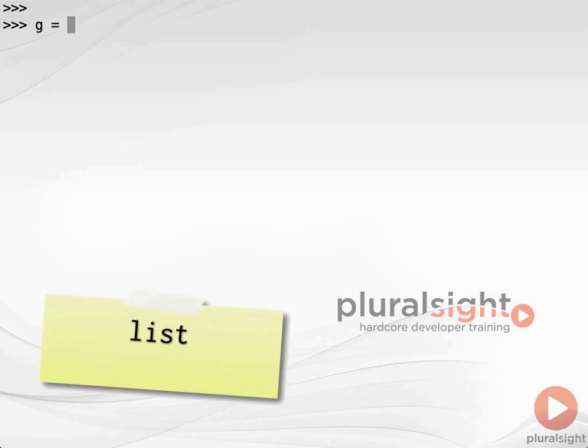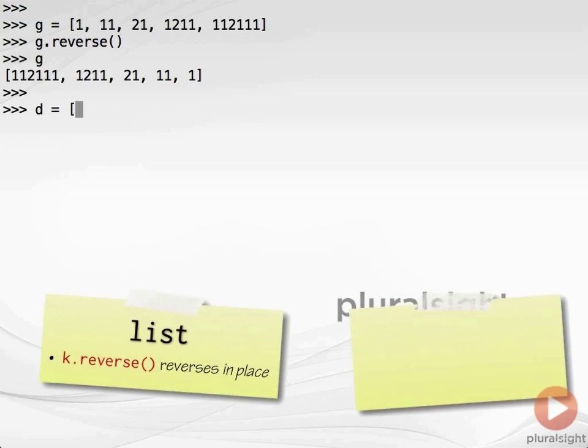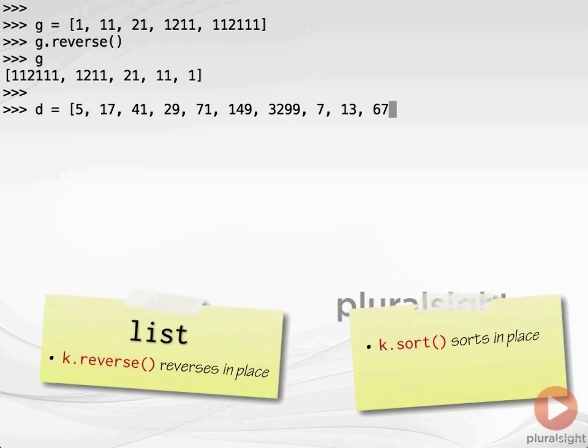Before we move on from lists, let's look at two operations which rearrange the elements in place, reversing and sorting. A list can be reversed in place simply by calling its reverse method. Similarly, a list can be sorted in place using the sort method.